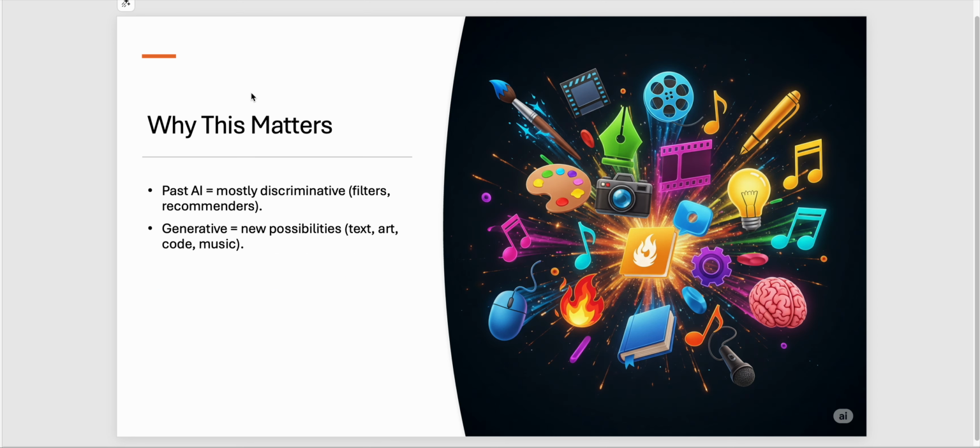So why does this matter? Most of the AI we used to see in the past, classifiers, recommenders, spam filters, were discriminative. Generative models open up a whole new world. Text generation, art, music, code. This is why the difference is so important, because it explains why generative AI feels so revolutionary.